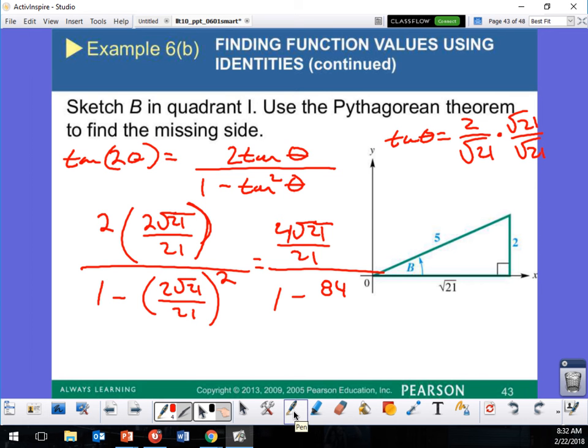Okay. So now we have to square the 21 because I also have to square the denominator. So the denominator is going to give me what? 21 squared is 441?